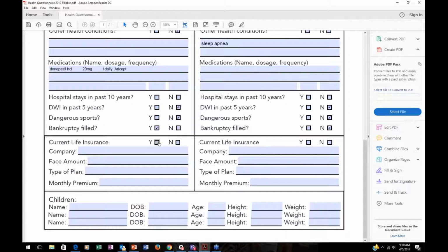Do they currently have life insurance? Yes, he's got a MetLife policy that an agent sold him years ago.